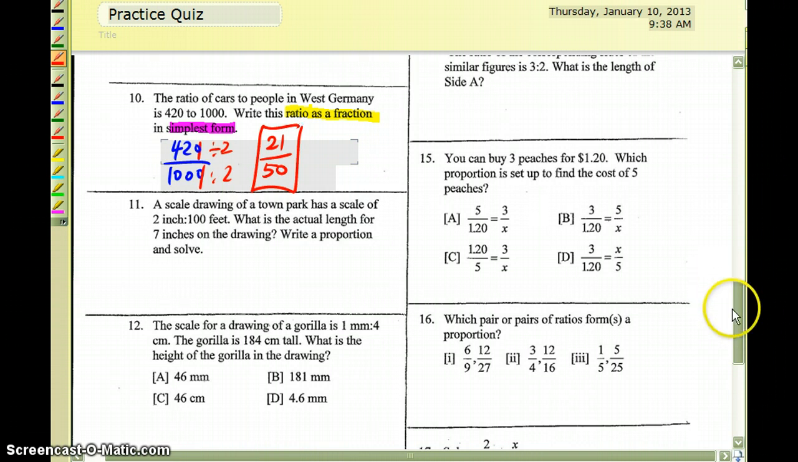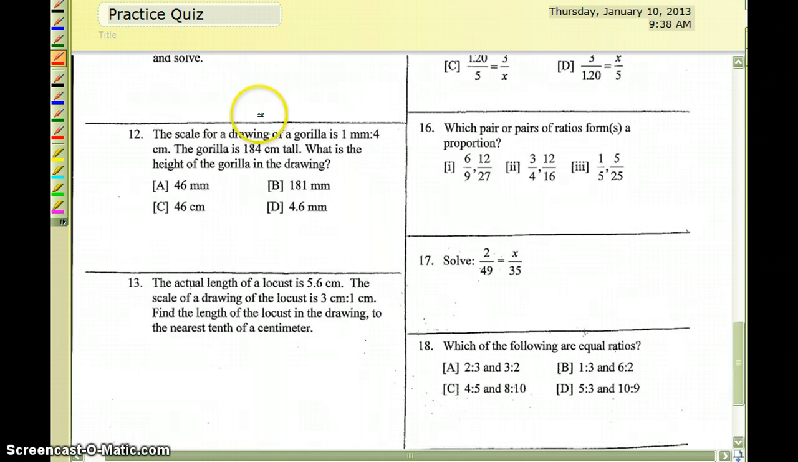I'm going to skip down to number 12 here. The scale drawing of a gorilla is 1 millimeter for every 4 centimeters. So I'm comparing millimeters and centimeters. That's how I'm going to set up my proportion. So I've got millimeters and then centimeters when I create my ratios later. And then the gorilla here, it says it's 184 centimeters. So I'm going to highlight that one in blue because that keeps it with centimeters.